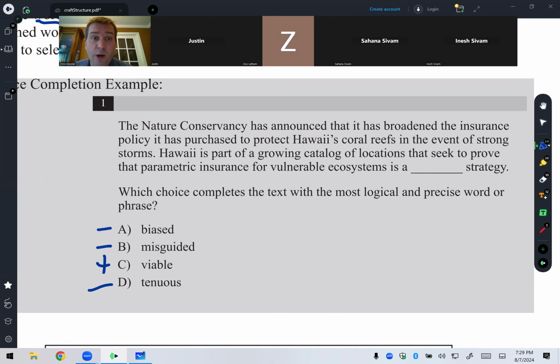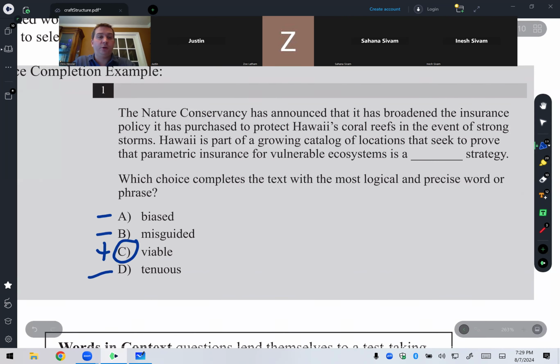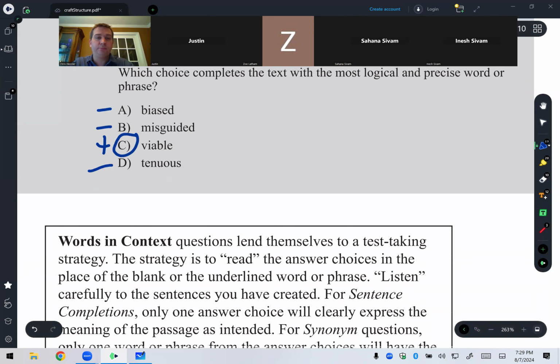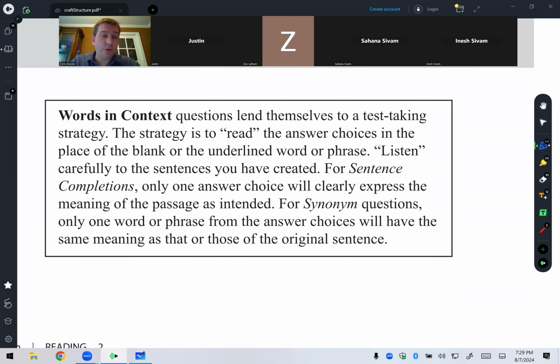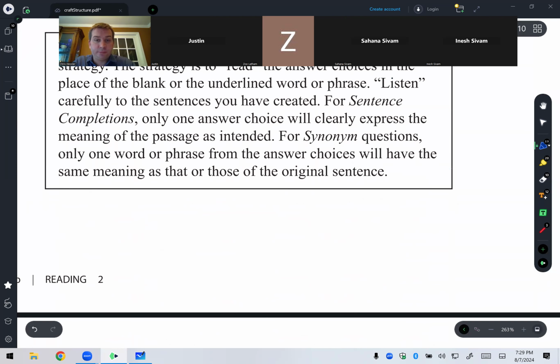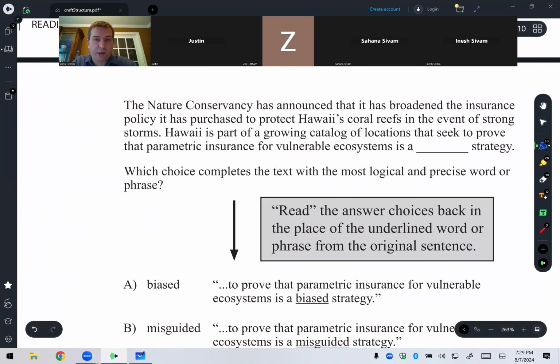Let's try it. Hawaii is part of a growing catalog of locations that seek to prove that parametric insurance for vulnerable ecosystems is a viable strategy. And that makes perfect sense. So think about the charge of the word as well. You can always read the words back into the sentence. And we're going to try a synonym question next. And this is just an explanation of the strategy we just used.